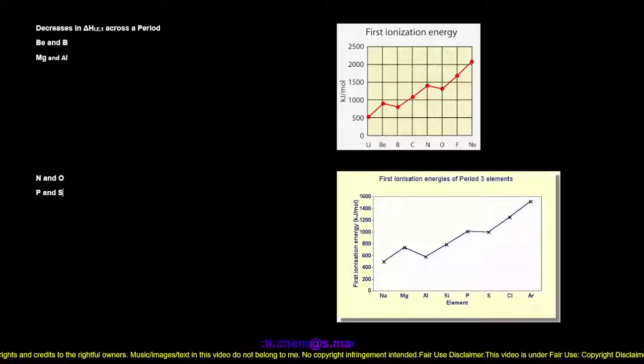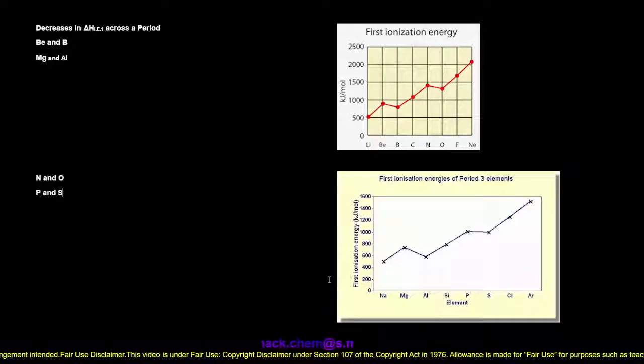In this video, we will continue looking at the trend in first ionization energy across a period, and we will examine the anomalies and explain them. On my screen, you're going to see two images. The two images will show first ionization energy across a period.